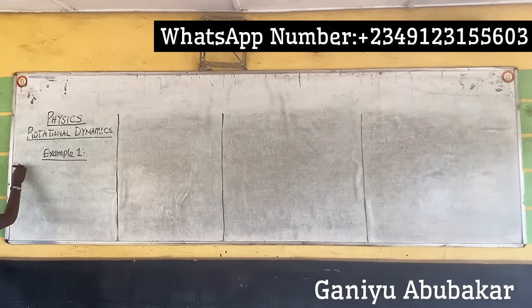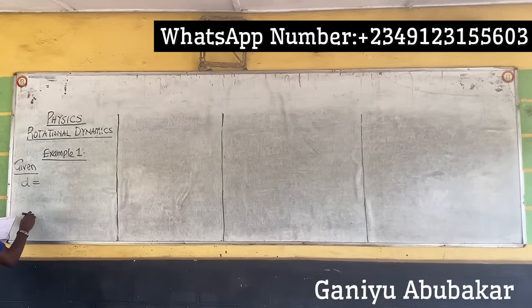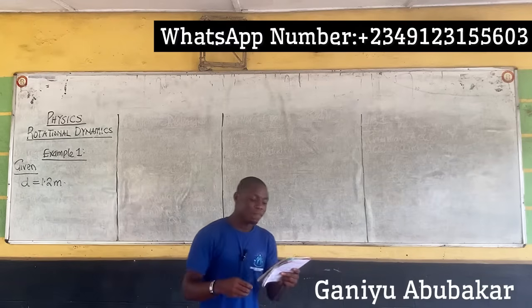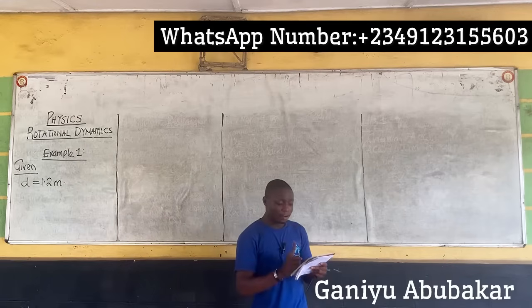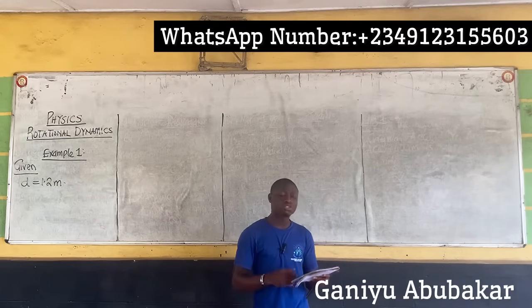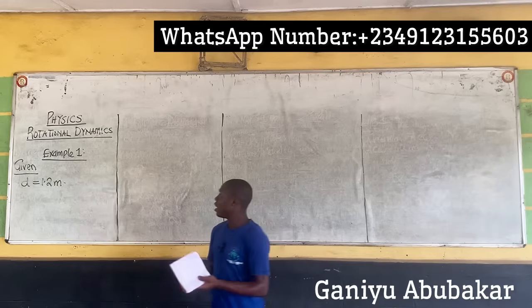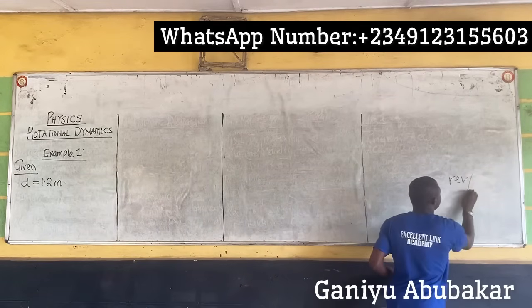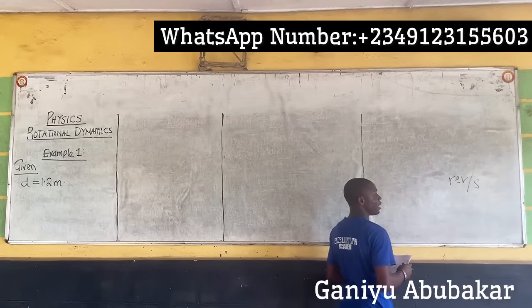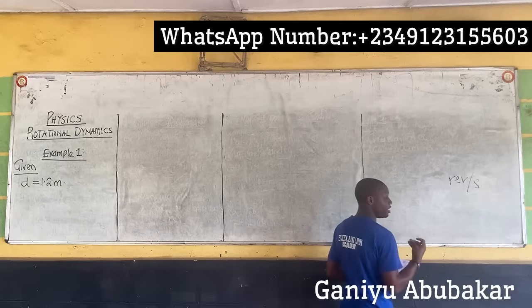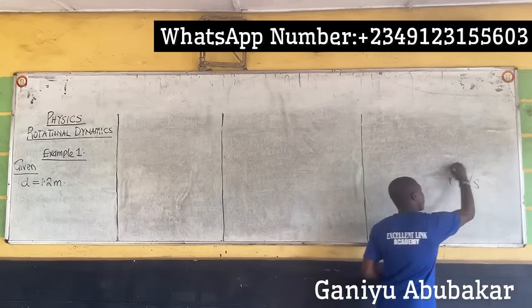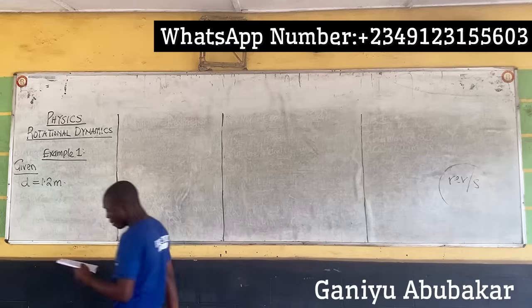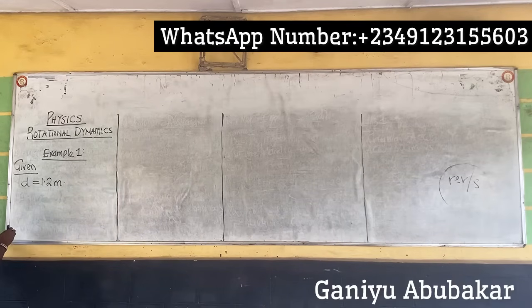So solution there. I'm given diameter D equal to 1.2 meters. Next task there, it says rotate at 1 revolution per second. Please, when it comes to revolution per second, this here signifies what? Angular velocity. This here signifies angular velocity. So I'm given omega, that's angular velocity, omega.